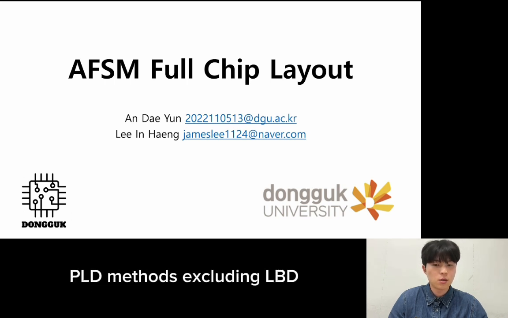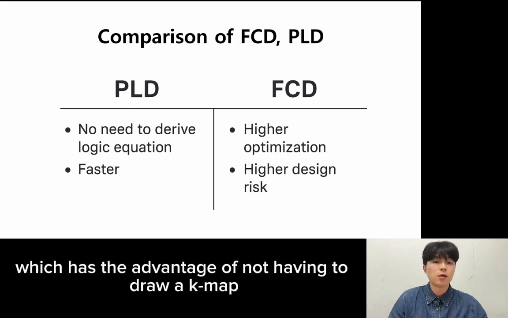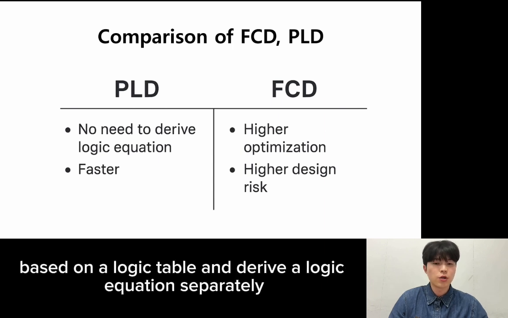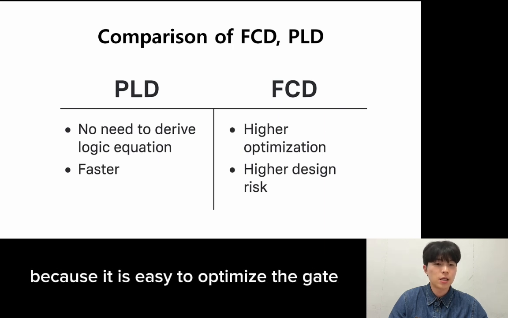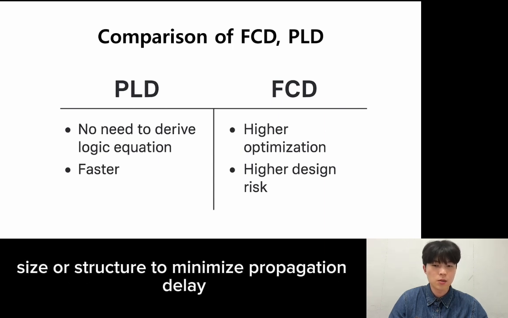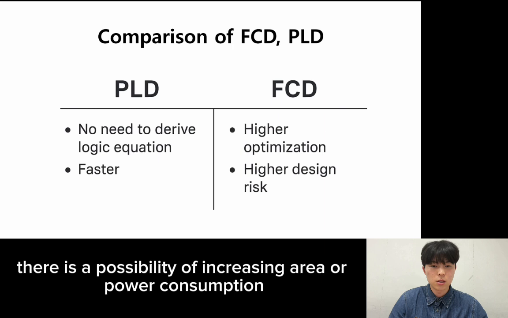PLD methods, excluding LBD. First of all, the PLD method uses a switch, which has the advantage of not having to draw a K-map based on a logic table and derive a logic equation separately. It also has the advantage of being fast because it is easy to optimize the gate size or structure to minimize propagation delay. However, if you design around speed, there is a possibility of increasing area or power consumption.